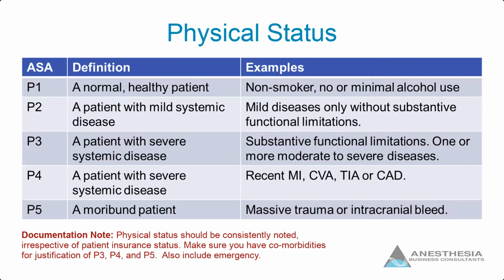The ASA has recently provided some clarification for the use and documentation of physical status. Of primary concern from a billing perspective are physical status 3, 4, and 5. A patient with physical status 3 should have one or more medical conditions that may impact the course of the anesthetic. Physical status 4 involves more significant conditions that are a constant threat to life. Physical status 5 should be used for patients who are moribund. There's also physical status 6, which would be used for organ donors.